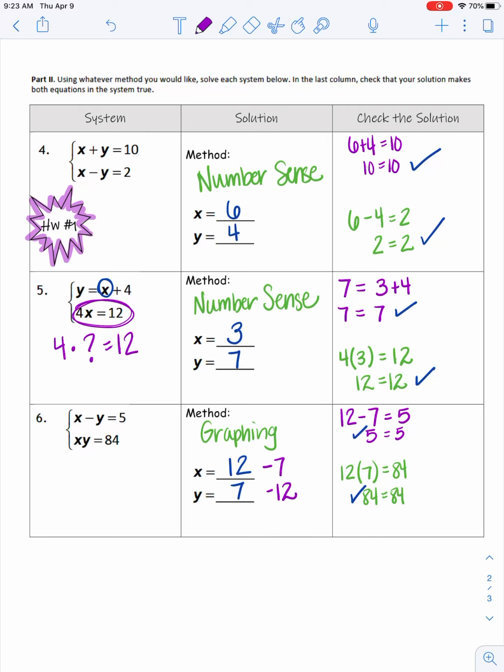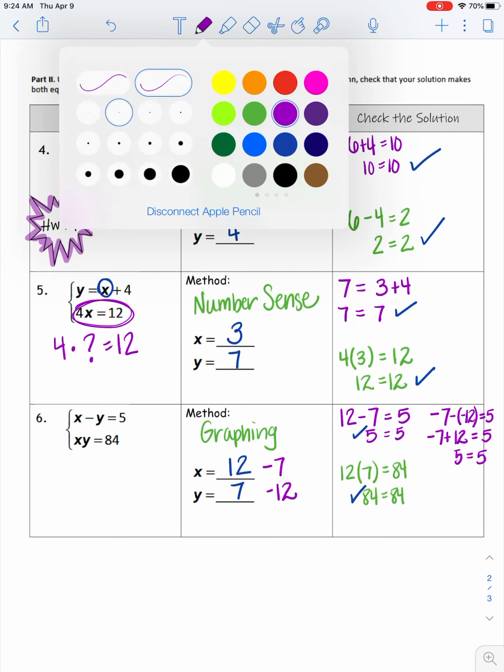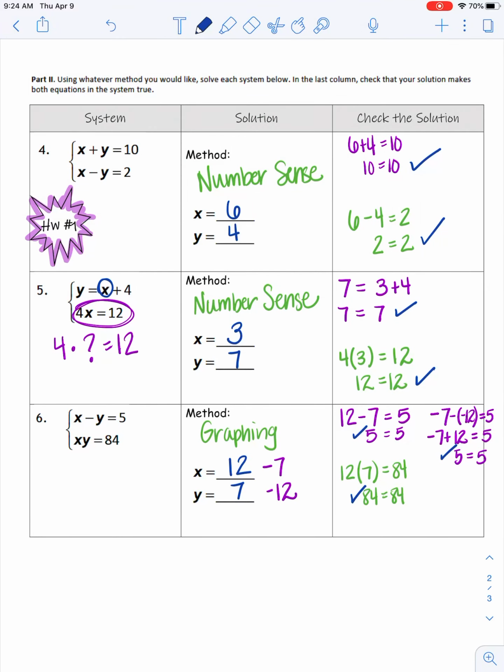So let's see, if x is -7, then I would have -7 minus y, which is -12, and I am looking to see if that equals 5. Okay. If you remember your rules of adding and subtracting integers, when I subtract a negative, that turns to addition. So -7 plus 12, does that equal 5? Yes, it does. Okay, so -7, -12 works in our first equation.